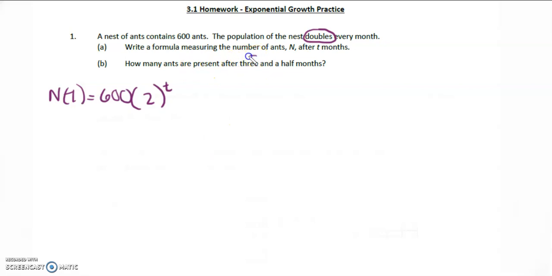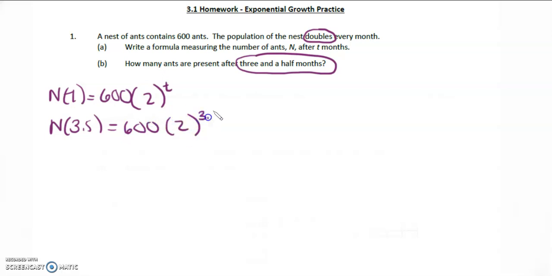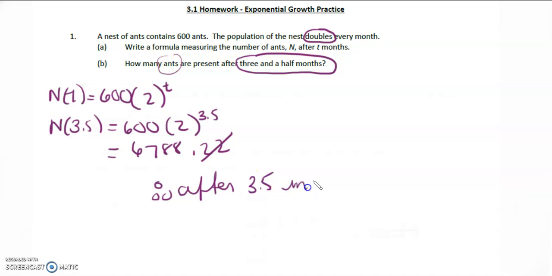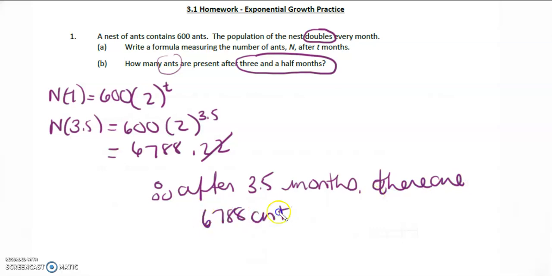And then the question is, how many ants are present after 3.5 months? So what is n at 3.5? Well, it's 600 times 2 to the exponent 3.5. Okay, so 6788. Here's the thing, there's a decimal here, but when we're talking about ants and population, there can't be a decimal of an ant. So therefore, after 3.5 months, there are 6788 ants.